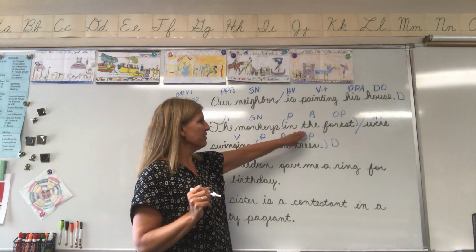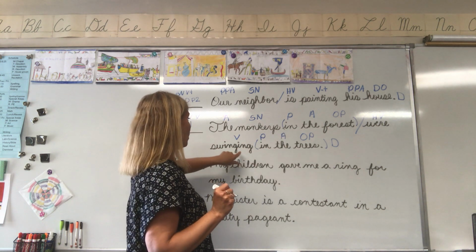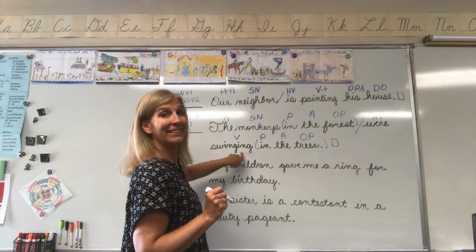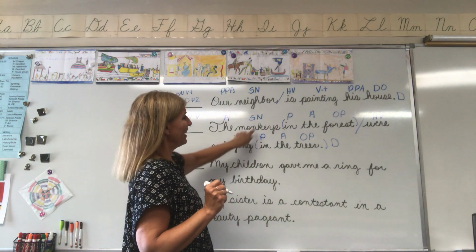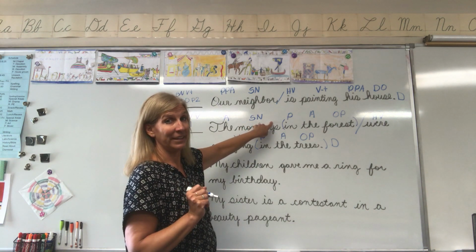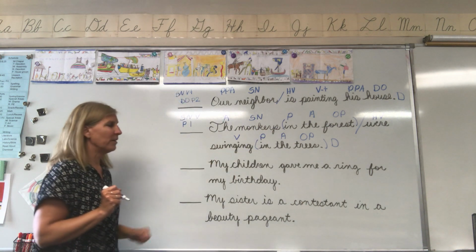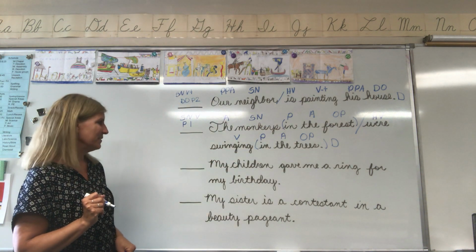Now, does in the forest tell us where the monkeys are or where the swinging is happening? It tells us where the monkeys are. So it is not a part of the complete predicate. It is part of the subject. Let's move on to our third sentence.